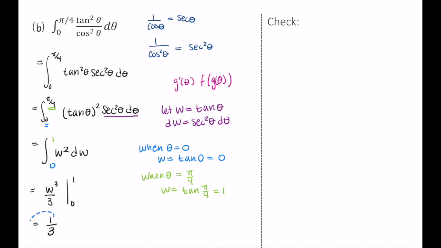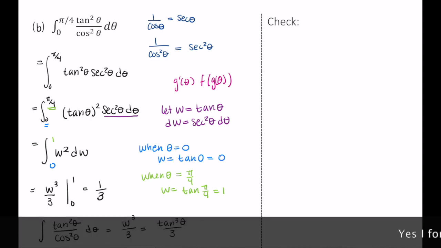And I think I might be running out of space, so let me move that here. 1/3. So let's check our work. And in this case, to check our work, I'm going to actually use the indefinite integral. I'm going to start here with w cubed over 3. And down here at the bottom, the integral of tangent squared theta over cosine squared theta d theta is equal with the substitution to w cubed over 3. But now we want to back substitute since w actually equals tangent of theta. So this is tangent cubed theta over 3.